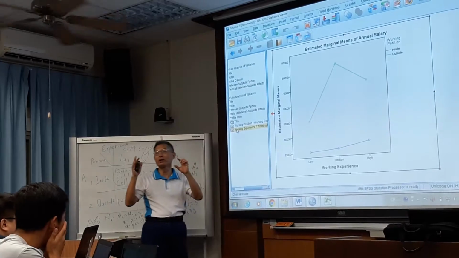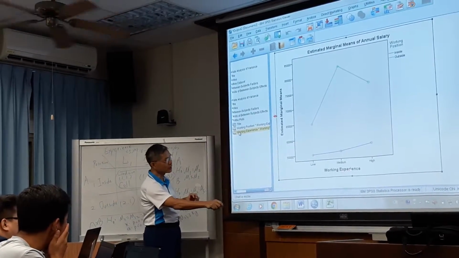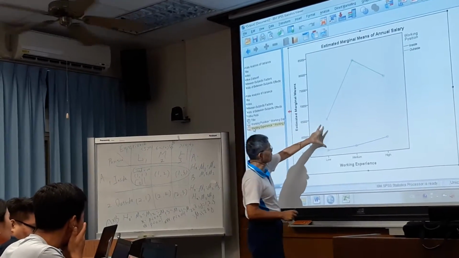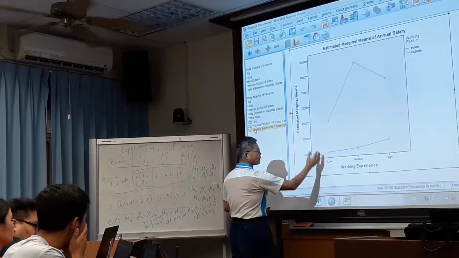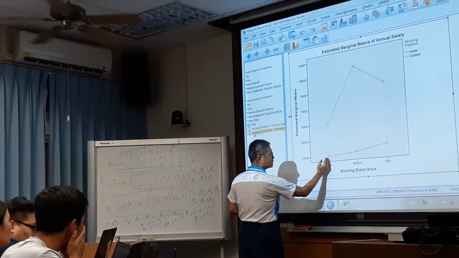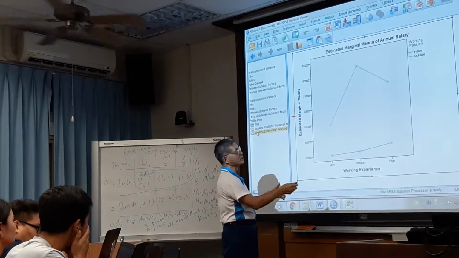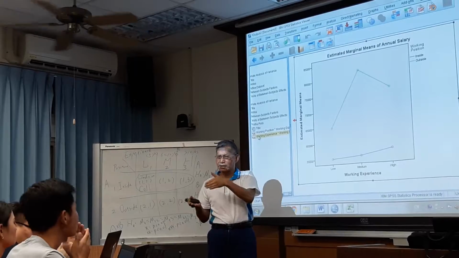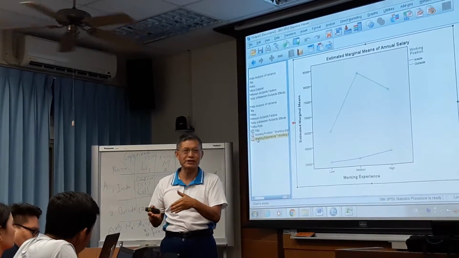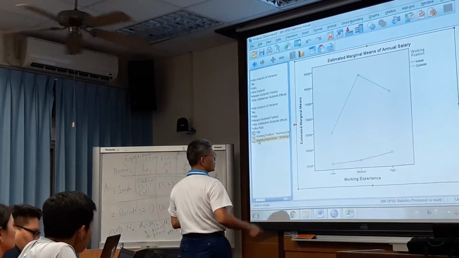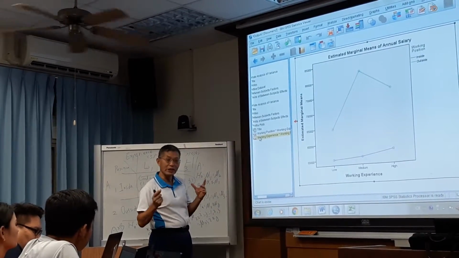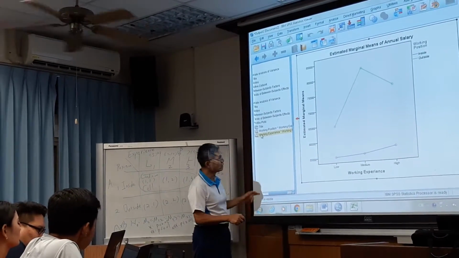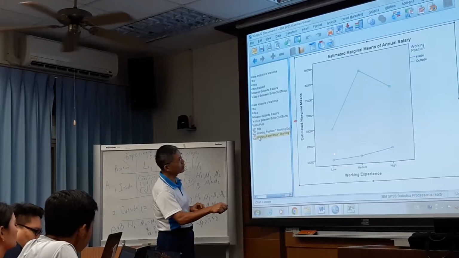The definition of interaction for this working experience and working position experiment: if we move from one level of one particular factor, and the difference between the other variable at the different level is the same, we say there is no significant interaction between these two factors. But you can see how much the difference is between the outside and the inside.